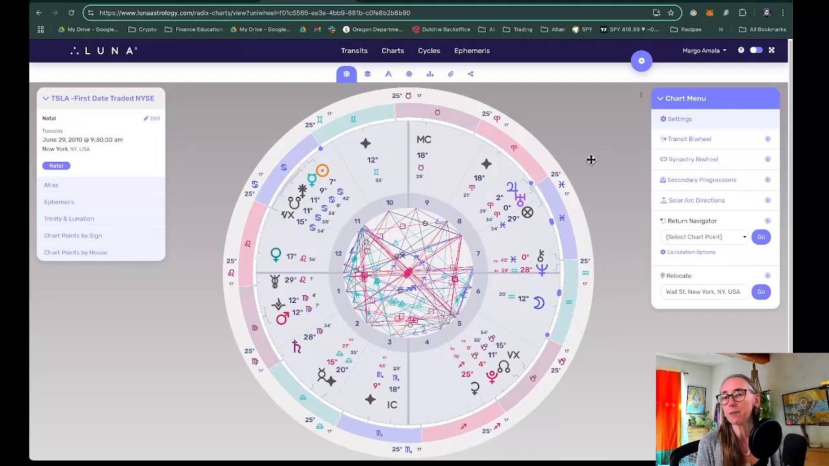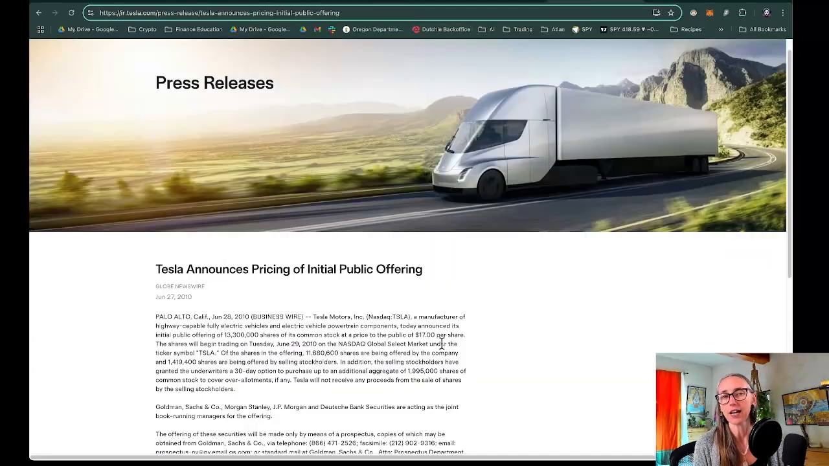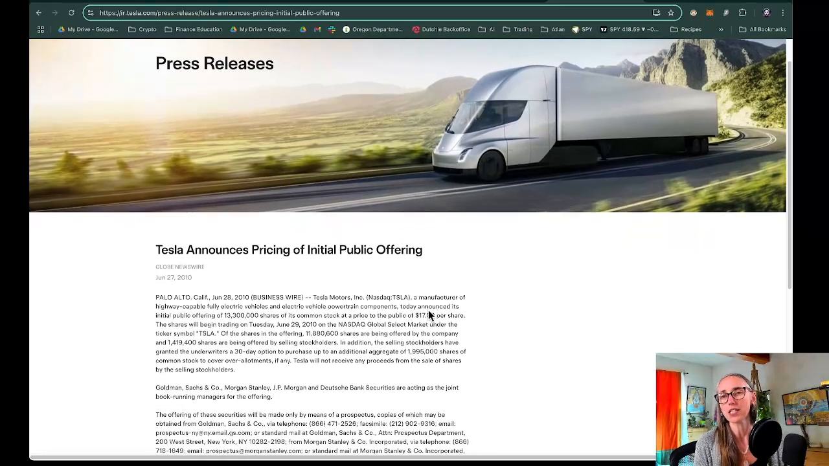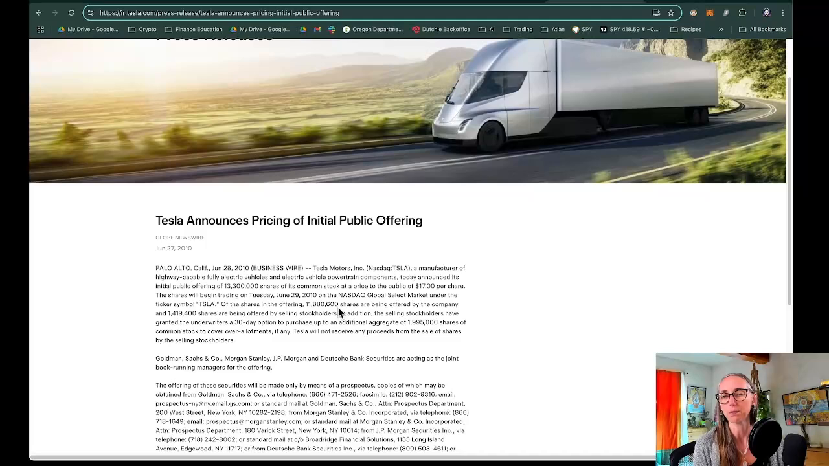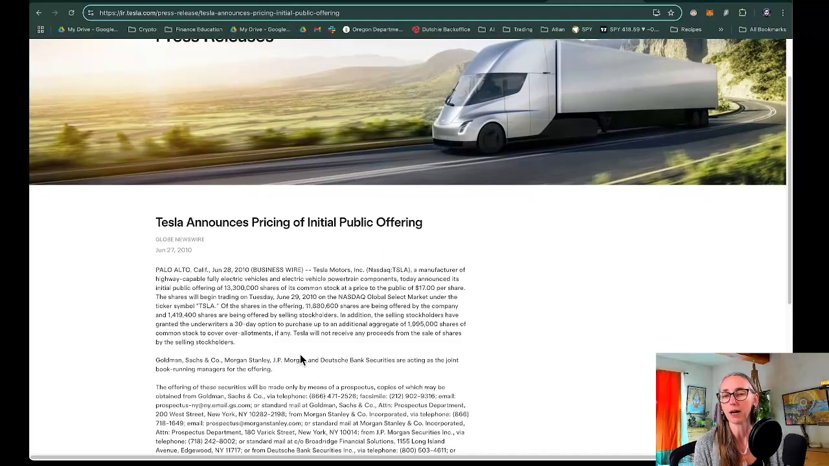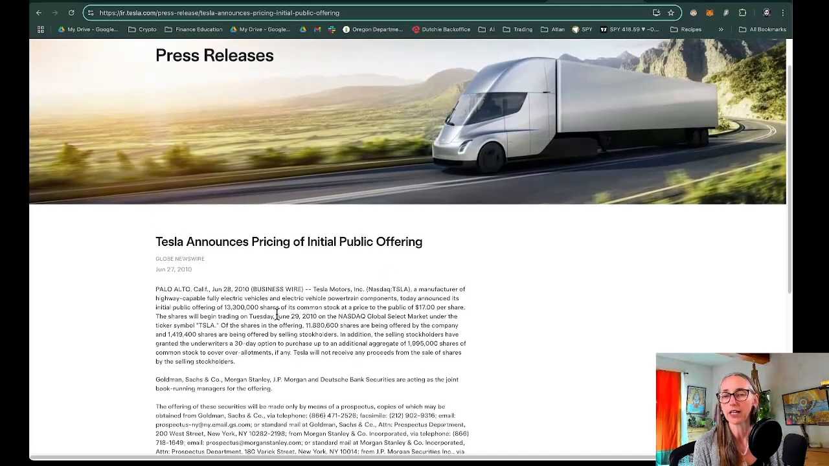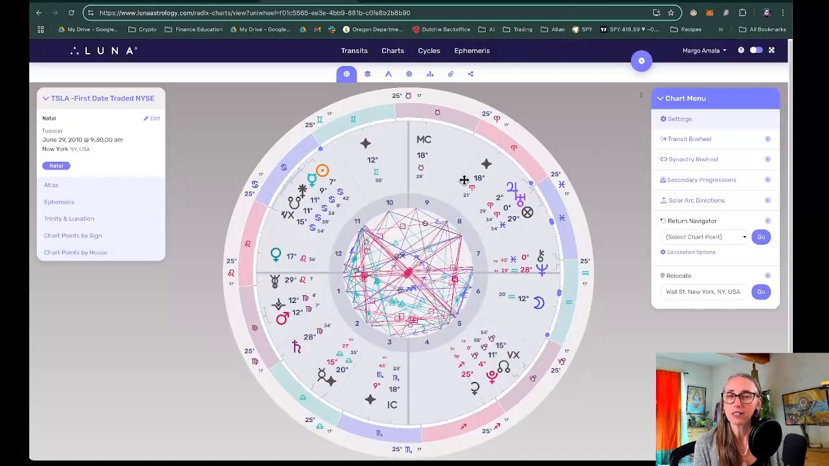Then if we take something like a stock, like Tesla, it can get a little trickier when we're trying to find the first date of trade for a stock, but it's usually pretty accessible on the internet. In this case, I Googled Tesla first date of trade, but I actually went to the Tesla website and found that there was a press release regarding the IPO talking about the first date of trade and letting us know that it was going to happen on June 29th of 2010. So that is how I found the Tesla first date of trade.